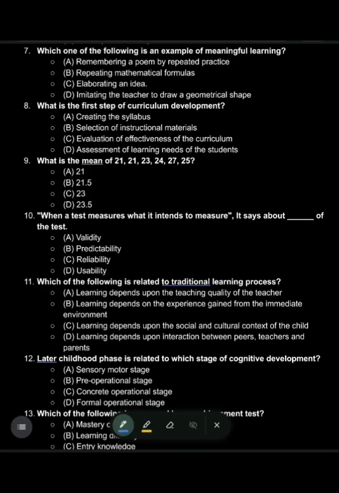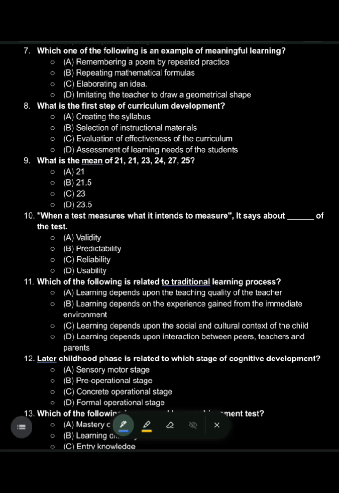Now see the 7 number question. Which one of the following is an example of meaningful learning? Remembering a poem by repeated practice, repeating mathematical formulas, elaborating an idea, imitating the teacher to draw a geometrical shape.